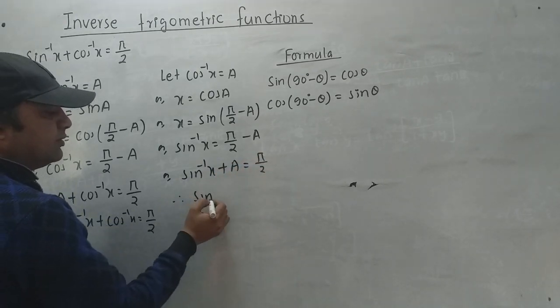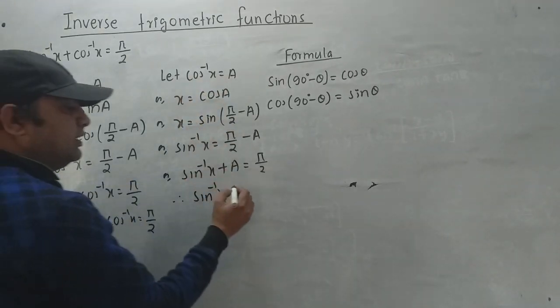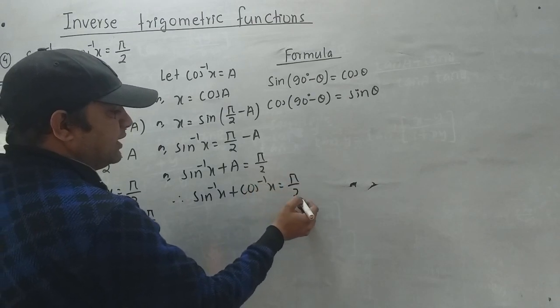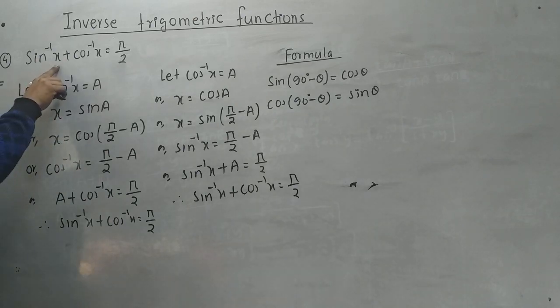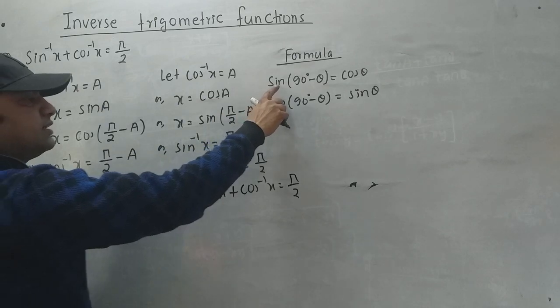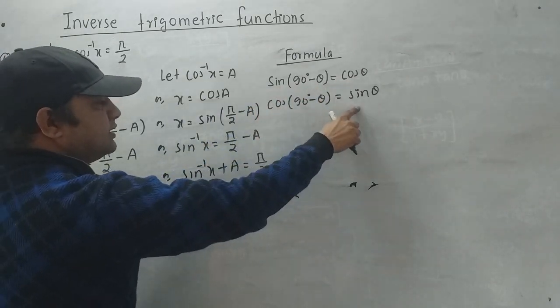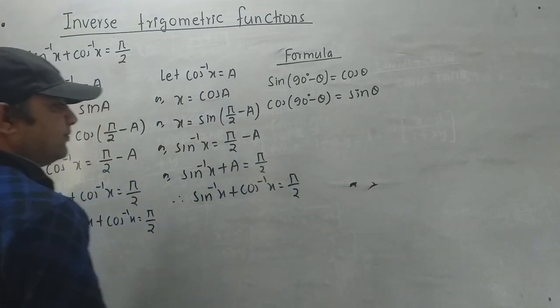Therefore sin inverse x remains the same. Now for A you can replace it by cos inverse x, so the sum is equal to pi by 2. That means you can start from anywhere. Here there is only one variable, that is x, but before that you need to understand that sin(90 minus theta) is cos theta and cos(90 minus theta) is sin theta, which we have already discussed in class 9 and 10.